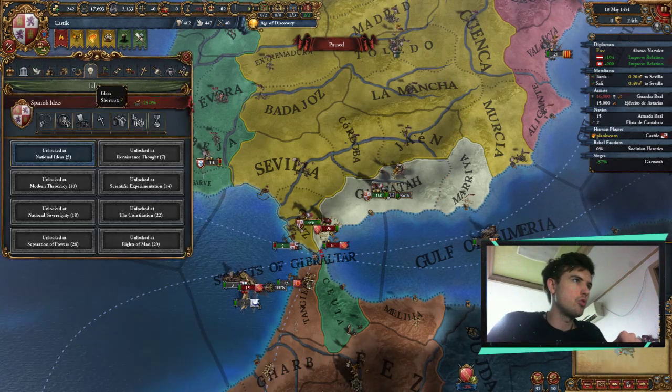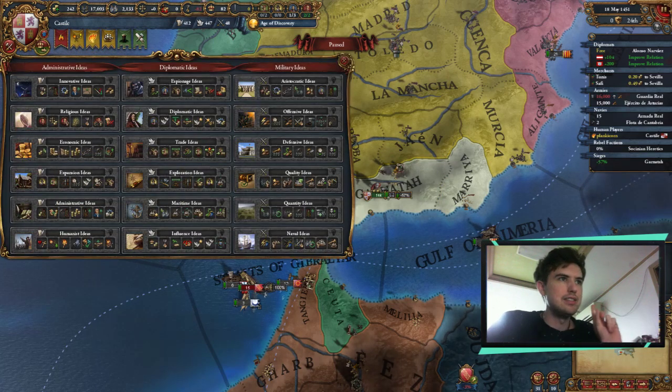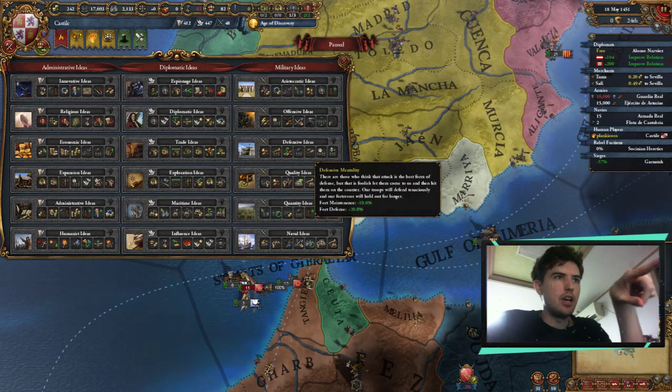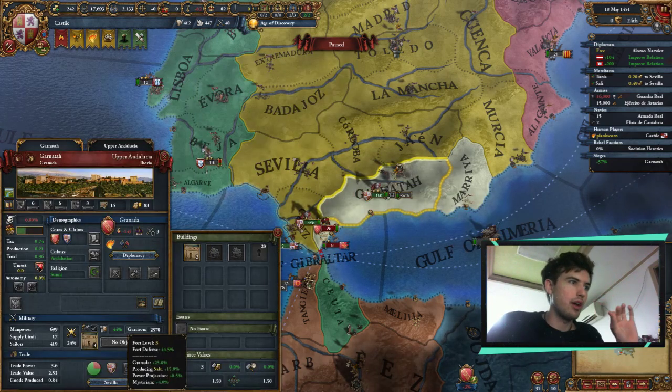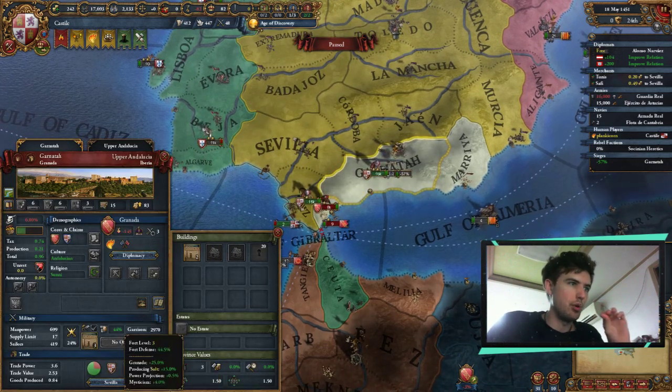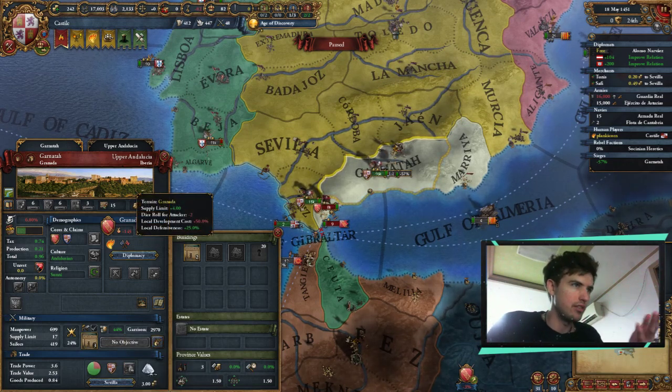If we go to ideas, and I'll explain this when it comes up, as I said, but defensive ideas here. And you can see this, defensive mentality, fort defense plus 20%. That applies to your entire country. But for this province, it's only this province that gets that bonus. And also, you can see in the mountains, local defensiveness plus 25%.